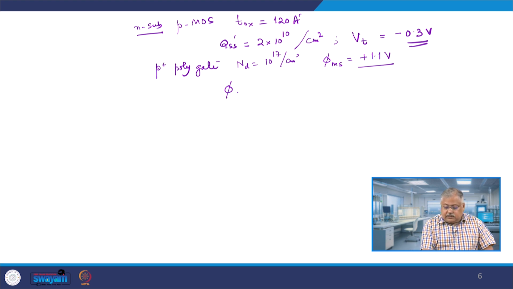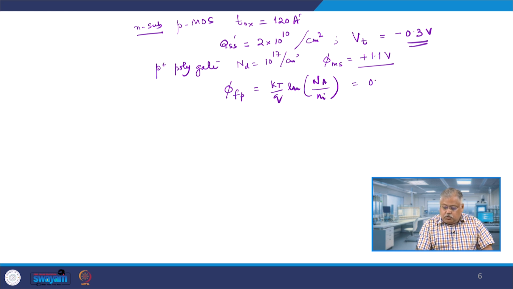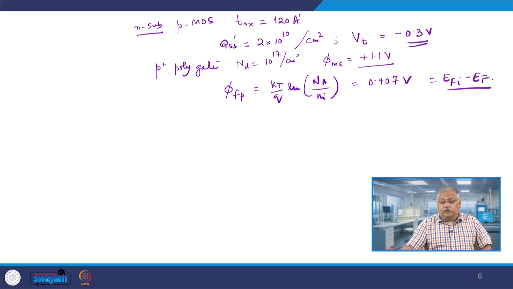So, what I get from here is that phi fp is nothing but kT by q ln of Na by Ni, and this comes out to be 0.0407 volts. This is phi fp, which is the difference between EFI and EF. The difference between them is 0.047. So, when this goes to 0.814, which is twice the value of phi fp, then only I get an inversion. So, you get EFI minus EFP as the value here.